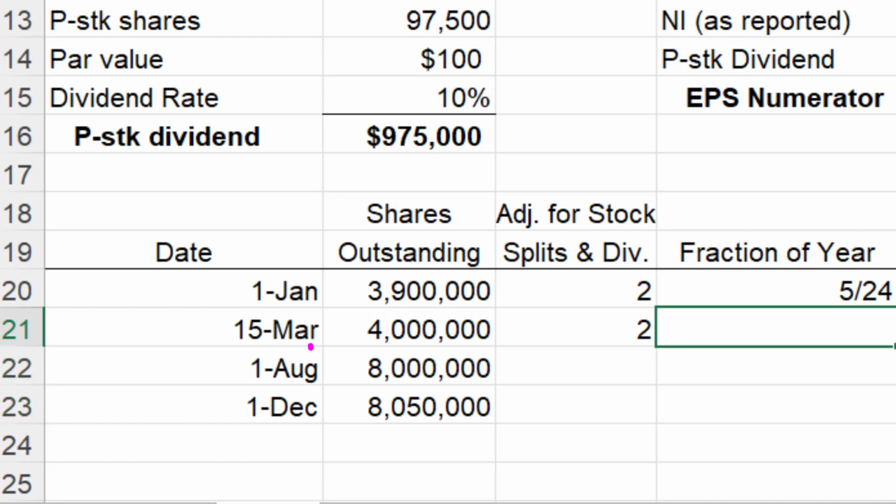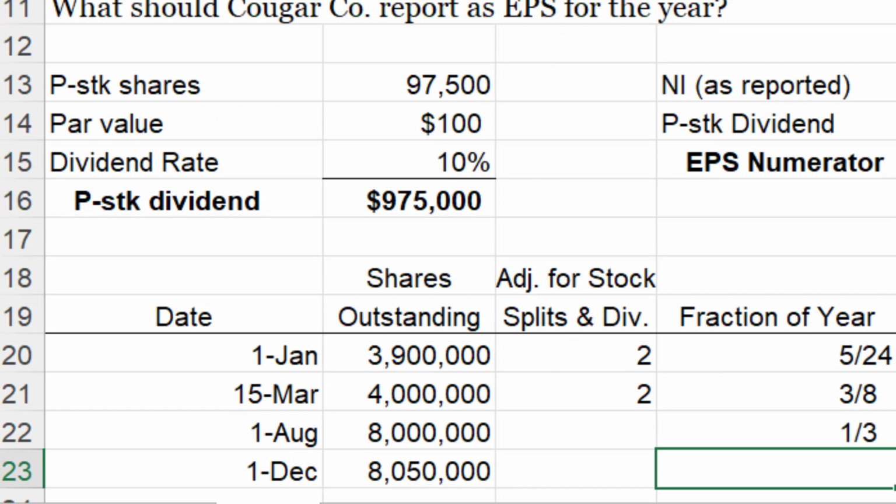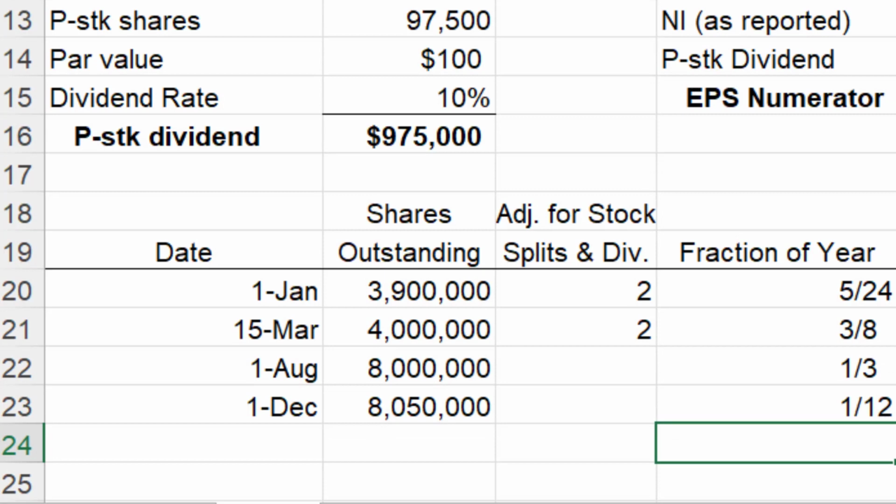All right, now from March 15th to August 1st would be half of March and then all of April, May, June, and July. So 4.5 months. Again, if you don't like the fractions, you're welcome to leave them as a decimal point. It doesn't matter. It's entirely up to you which way you want to see them. Now from August to December, August, September, October, November would be 4 more months. And then from December 1st to December 31st would be 1 month, so 1/12.